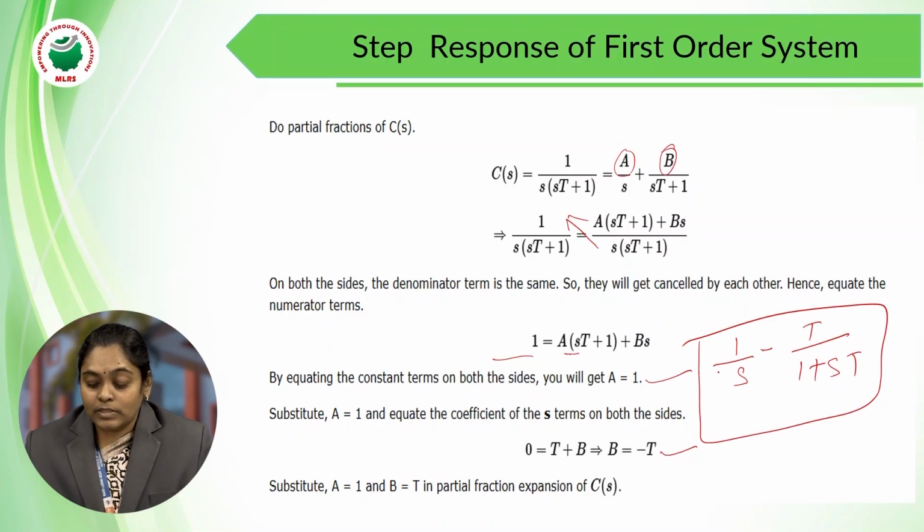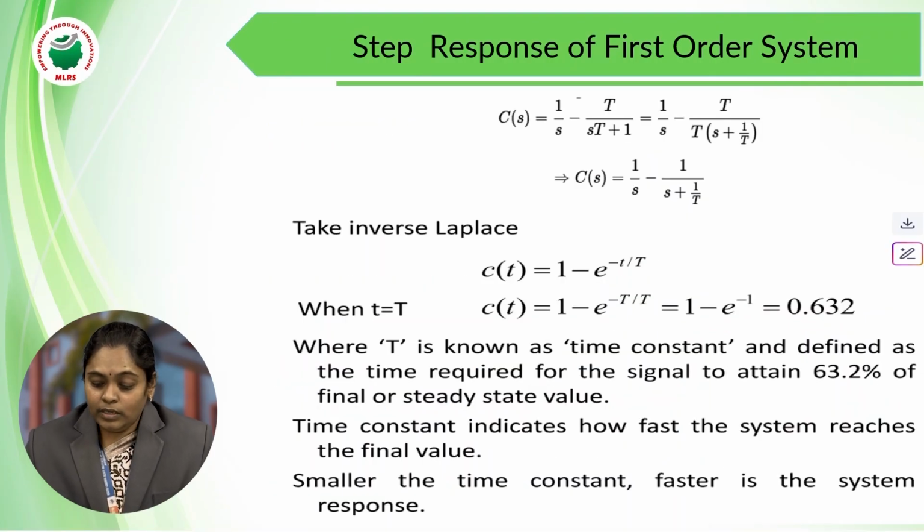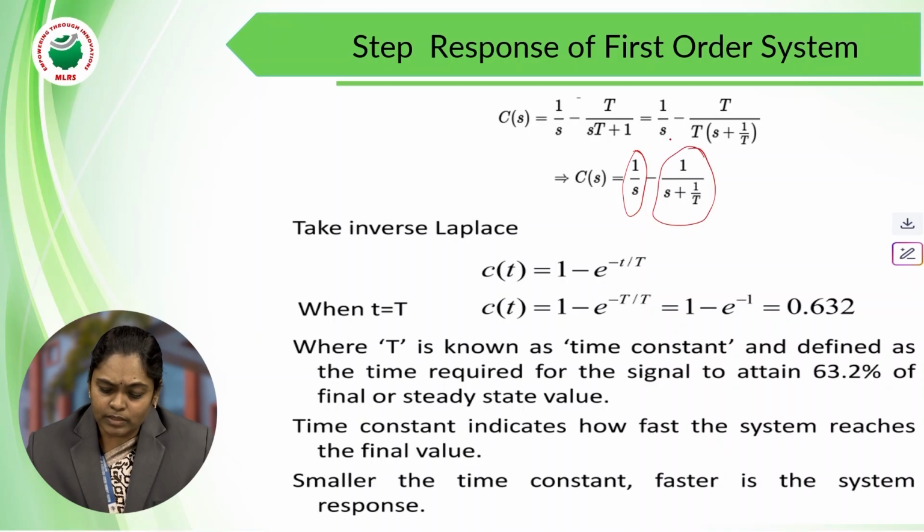So the inverse Laplace transform of 1 by s is 1, and 1 by (1 plus sT) gives e power minus t by T. So here it is 1 by s minus 1 by (s plus 1 by T). The inverse Laplace transform of 1 by s is 1, and for the other term it is e power minus t by T. Whenever small t is equal to capital T, I will get 1 minus e power minus 1. That itself indicates 0.632.